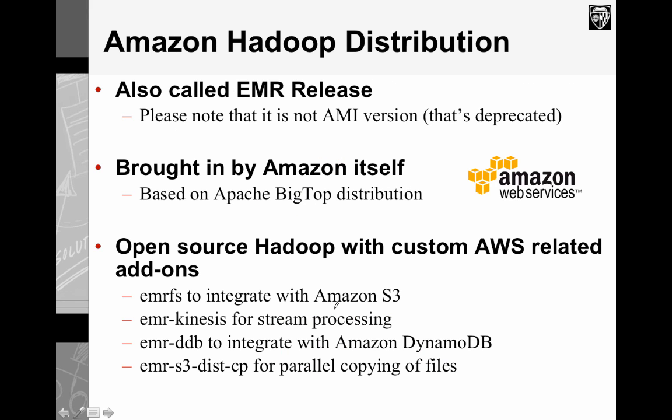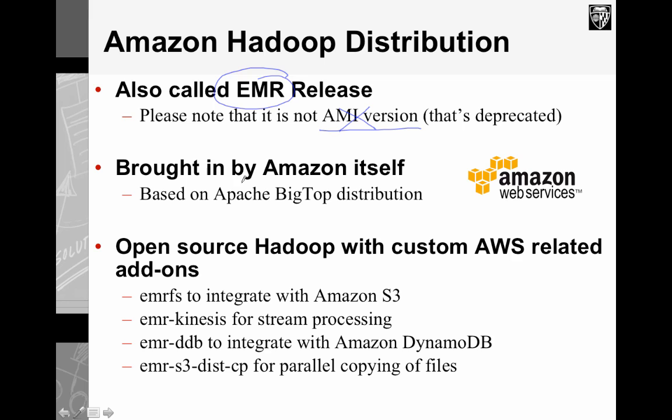So let's look at the Amazon Hadoop distribution. It's also called the EMR release. So when you launch a cluster, they're going to ask you which distribution you want. You basically choose the EMR distribution or the EMR release. Now, there is also the EMR AMI version. You'll see that too. When we do the demo, I'll show you that. That's deprecated. Please do not use the AMI version. Just use the EMR version, not the AMI version.